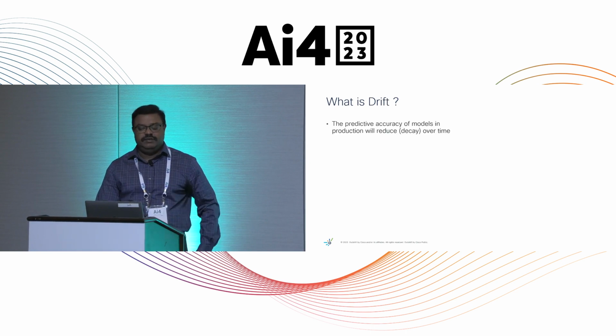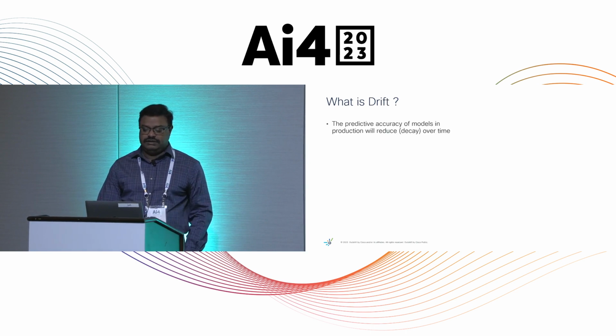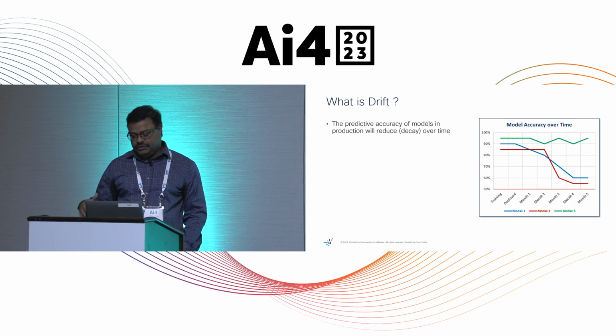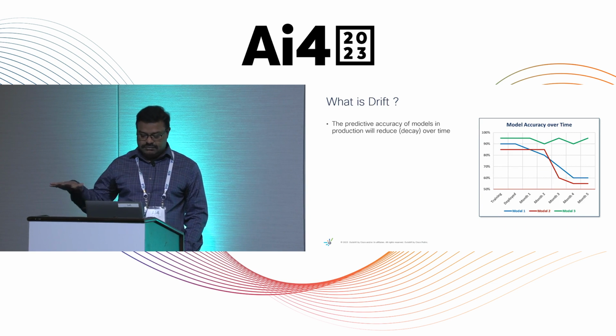Drift is essentially when the predictive accuracy of models in production reduces or decays over time. So for example, when you look at the graph on the right side, model 1 is decaying slowly, the blue line. Model 2 is okay for some time and then decays abruptly, whereas model 3 is okay. So you could see all these kinds of patterns in production when they are running.